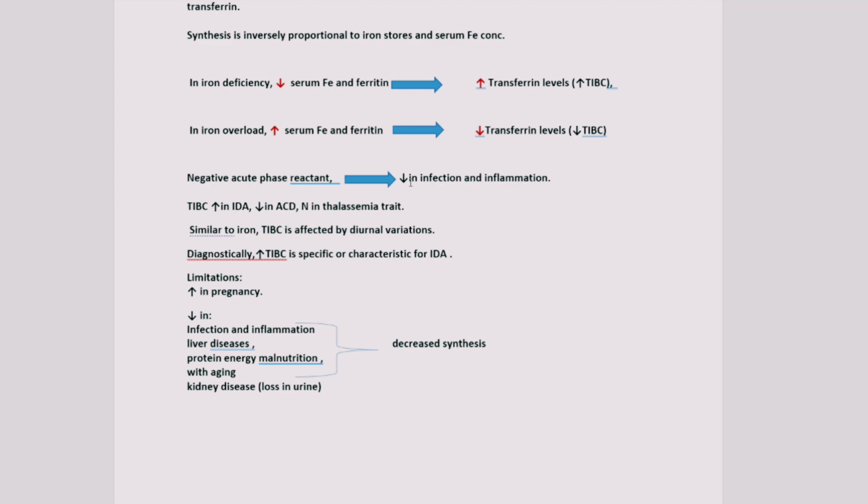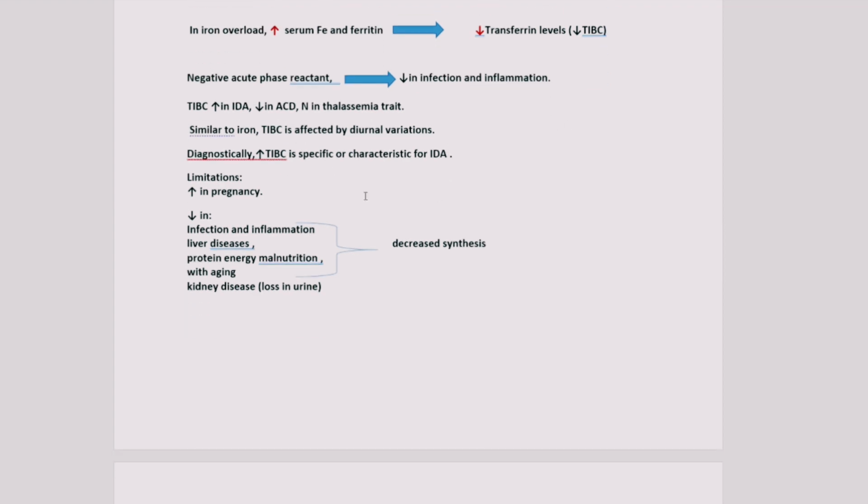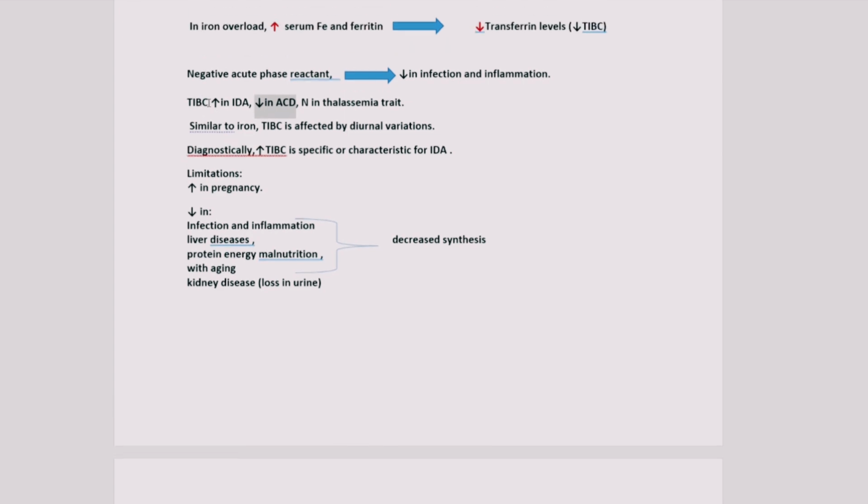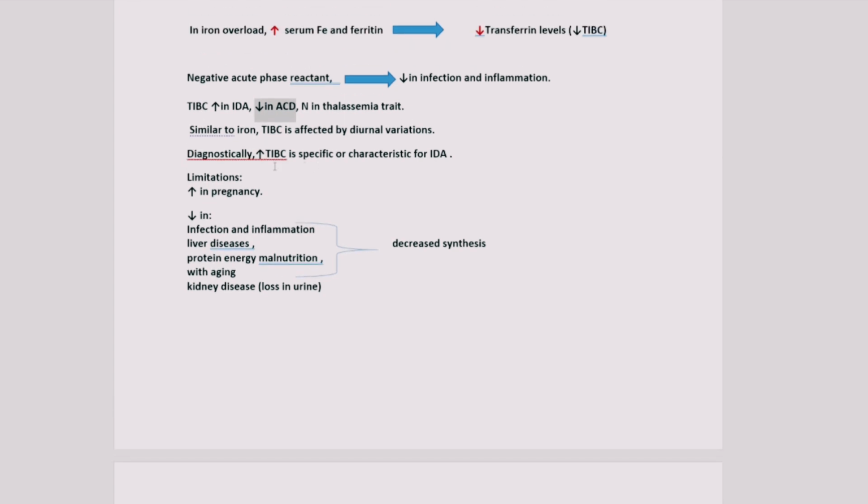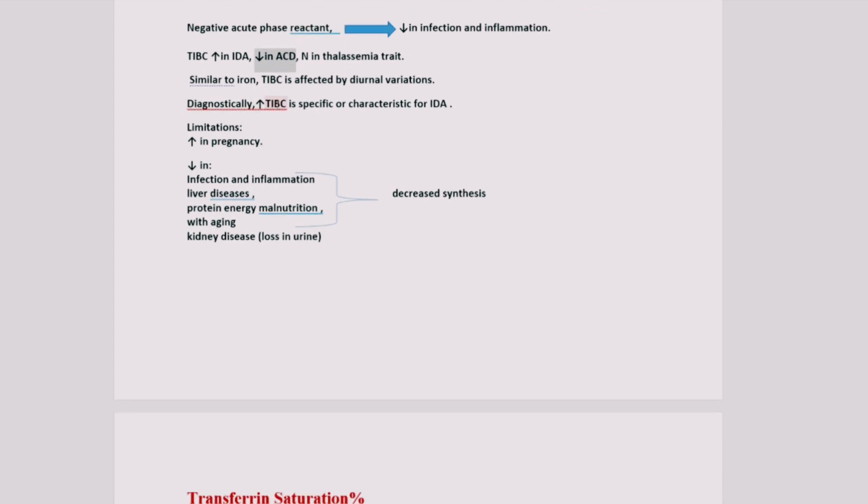A very important piece of knowledge is that serum transferrin is a negative acute phase protein. That's to say, its synthesis decreases in infection, inflammation, cancer, and acute phase response. TIBC increases in iron deficiency anemia. As mentioned before, it's inversely related to body iron status. It decreases in anemia of chronic disease, being a negative acute phase protein, and it's normal in thalassemia trait. Similar to iron, it's affected by diurnal variation. Diagnostically, increased TIBC is characteristic for iron deficiency anemia.